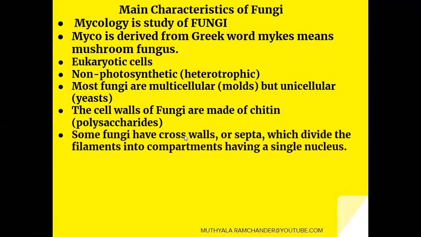Some fungi have cross walls or septa, which divide the filament into compartments having a single nucleus. The filament contains cross walls or septa. By the presence of cross walls or septa, the filament divides into compartments, chambers or cells. In each compartment, there is a single nucleus.